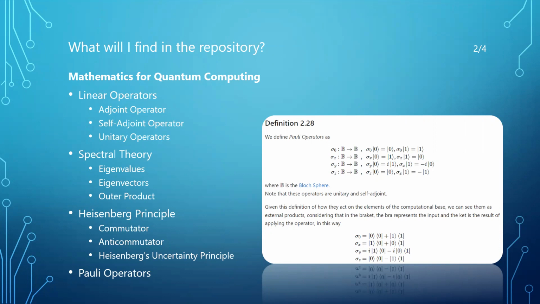And in the next notebook, the Pauli operators are defined. We also derive their matrix representations, see them as outer products, and see several properties that will be useful.